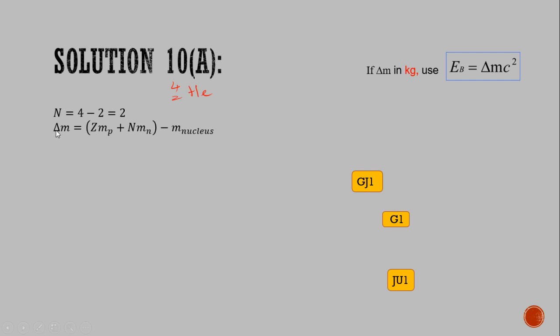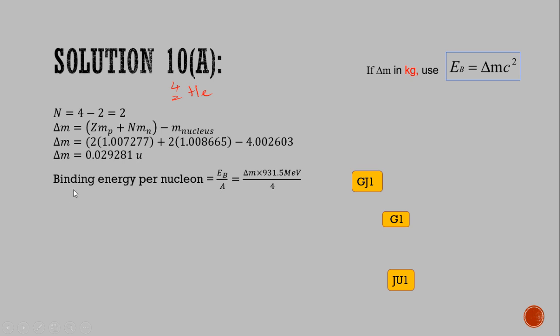And in order to calculate the mass defect, we have the formula Z m_p plus N m_n minus the mass of the nucleus given. So just substitute all the values given, don't round off any value, and finally we get our delta M in atomic mass unit.